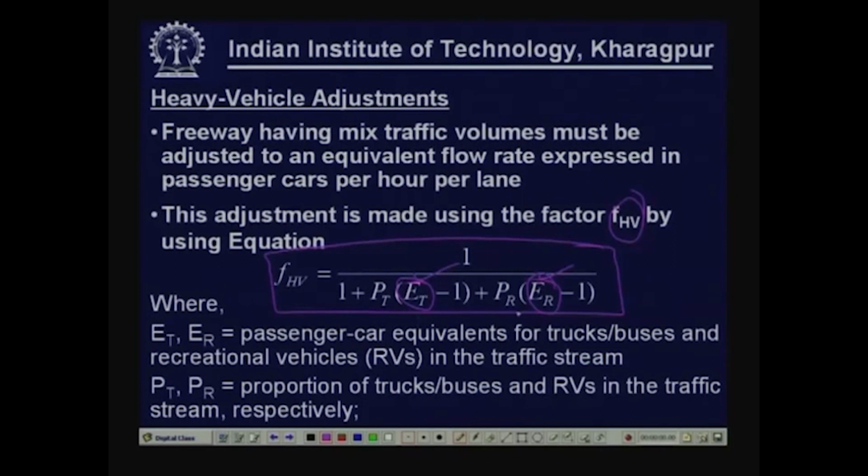Now, PT and PR are proportions. PT is the proportion of trucks and buses, and PR is the proportion of recreational vehicles in the total traffic stream. So, once PT and PR are known, and ET and ER values are obtained from the HCM, we can calculate fHV, the factor to be used for heavy vehicle adjustment.